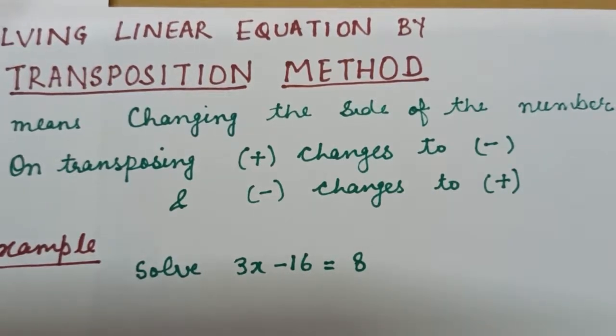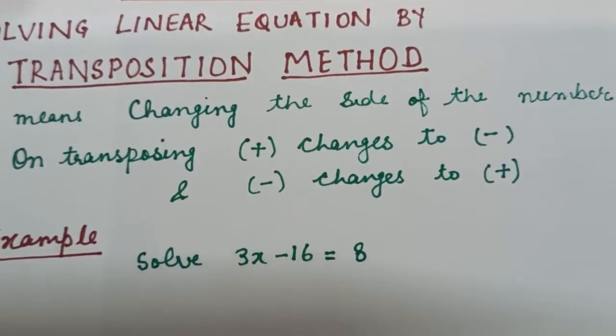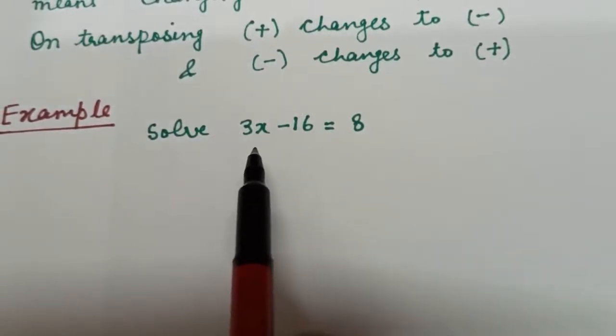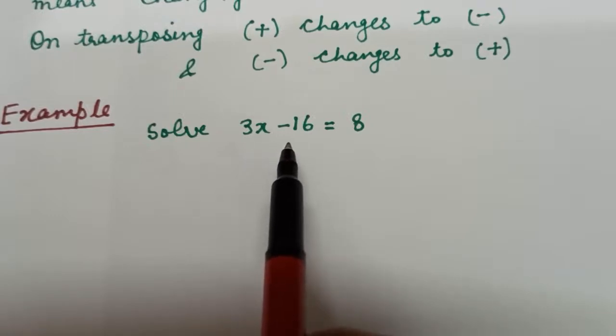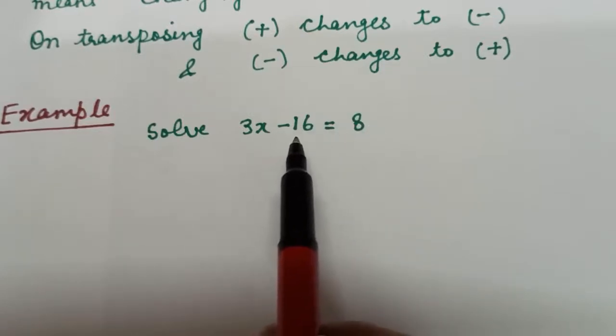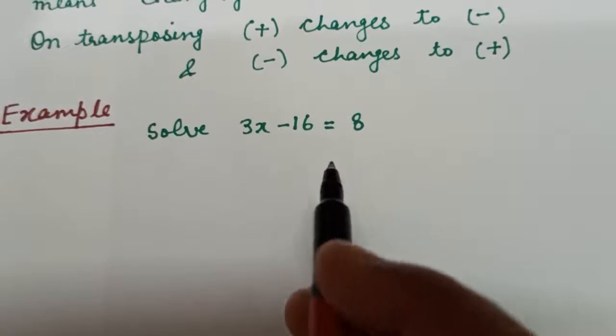First example is 3x minus 16 is equal to 8. Now, we all know when we solve any equation, we find the value of the variable. Here variable is x. With this term of variable, whatever we have, we will shift that to other side. Here we have minus 16. It means when I shift minus 16 to other side, it will become plus 16 over there.